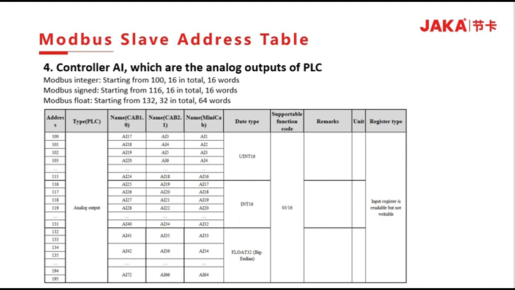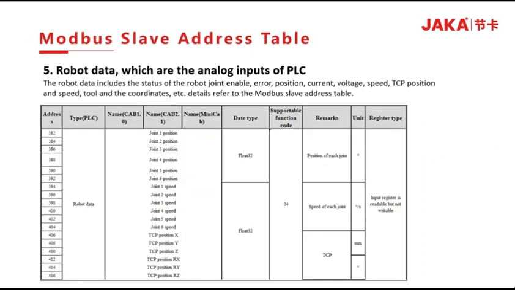The fourth one, controller AI, which are the analog inputs of the PLC. For the Modbus Integer, it starts at address 100, 16 in total. Modbus Sign is starting at address 116 with 16 in total, and the Modbus Float starting at 132 with 32 in total. The fifth one, robot data, which are the analog inputs of the PLC.